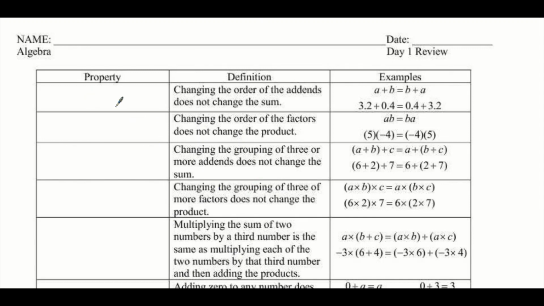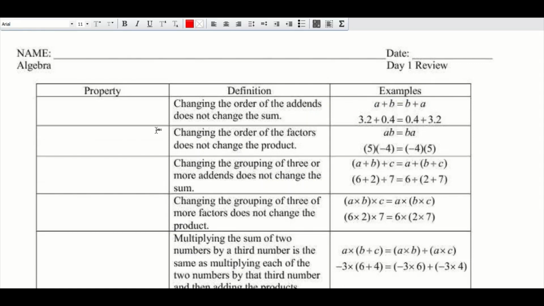So, first property we're going to talk about is when you change the order of what you're adding, but you still get the same result. If you remember this, this is the commutative property. And we want to say of addition here, okay, because we're adding things together. The next one, when we change the order when we multiply, this is the commutative property of multiplication.